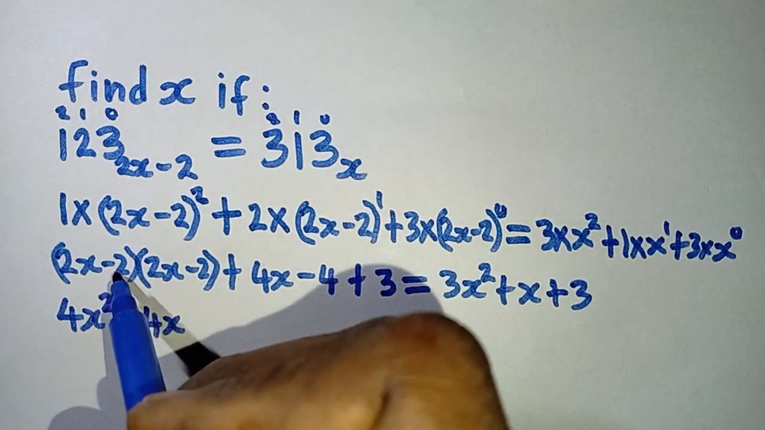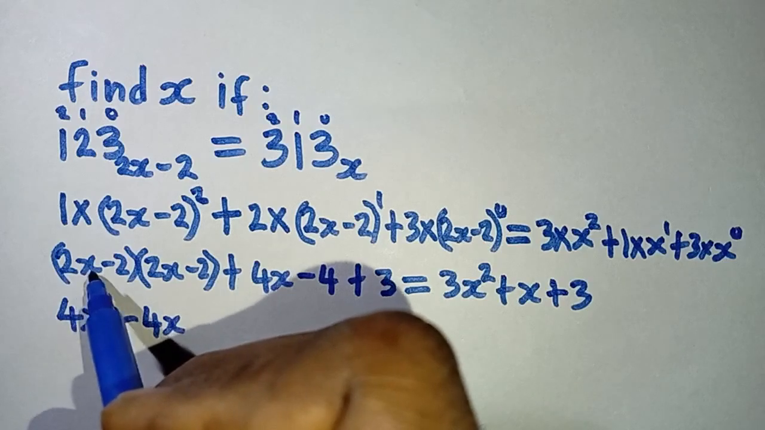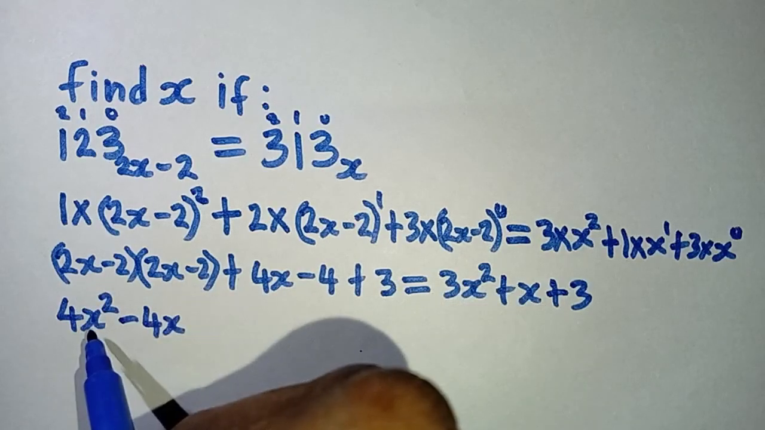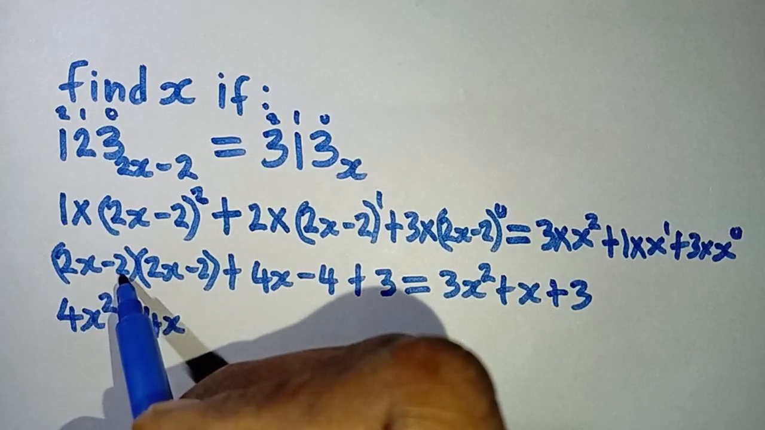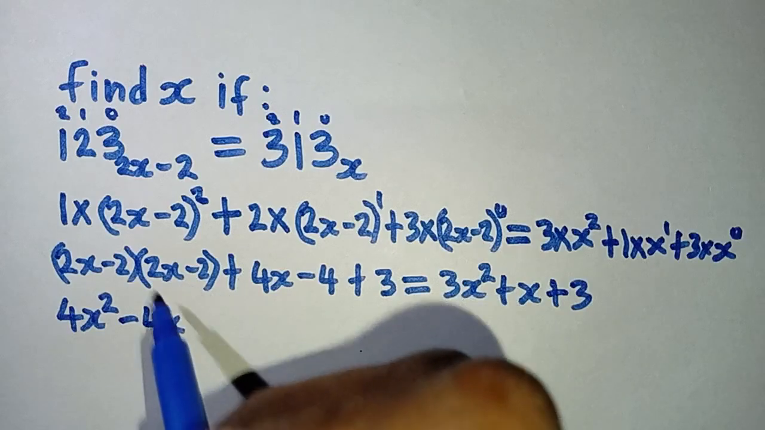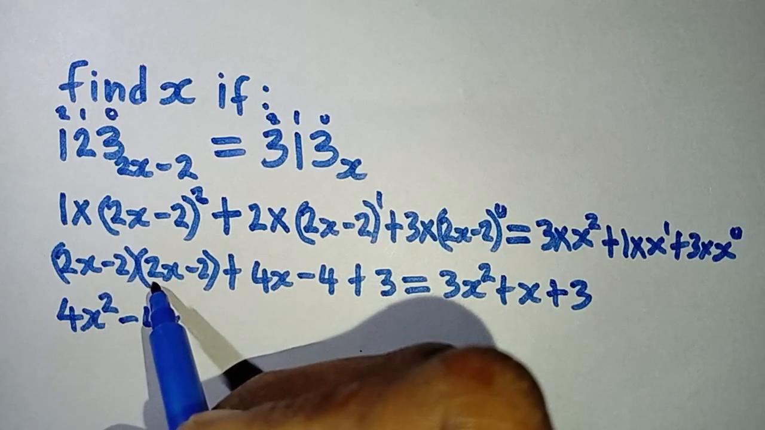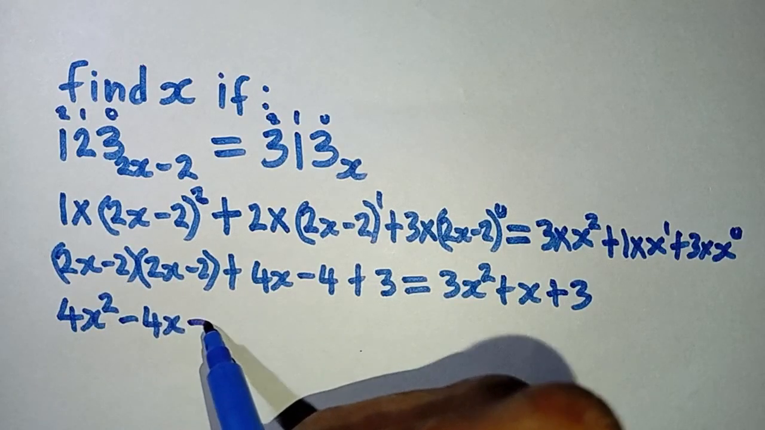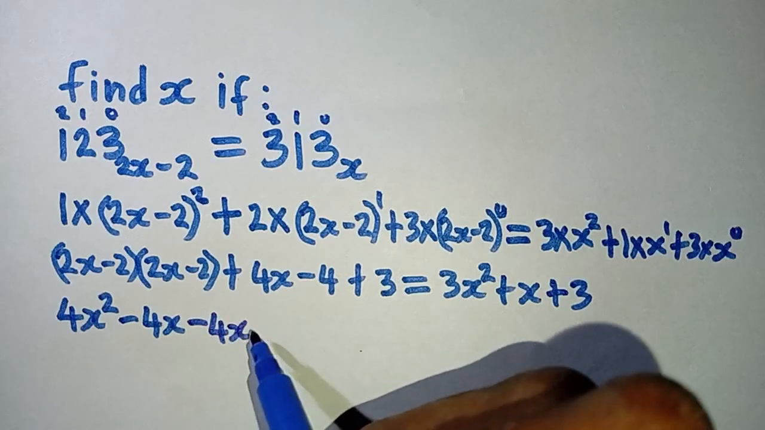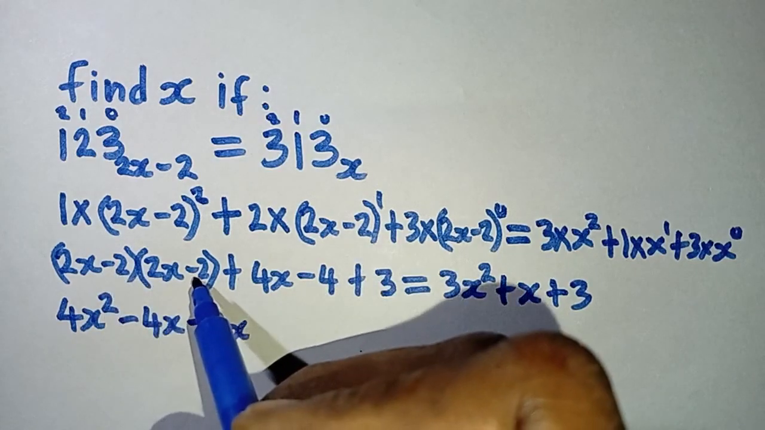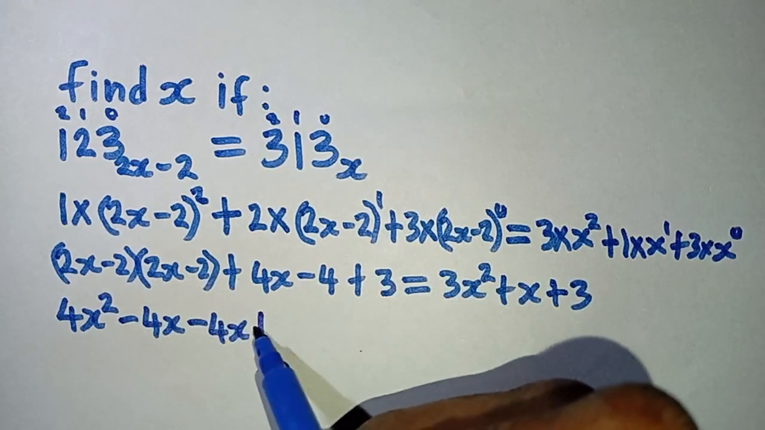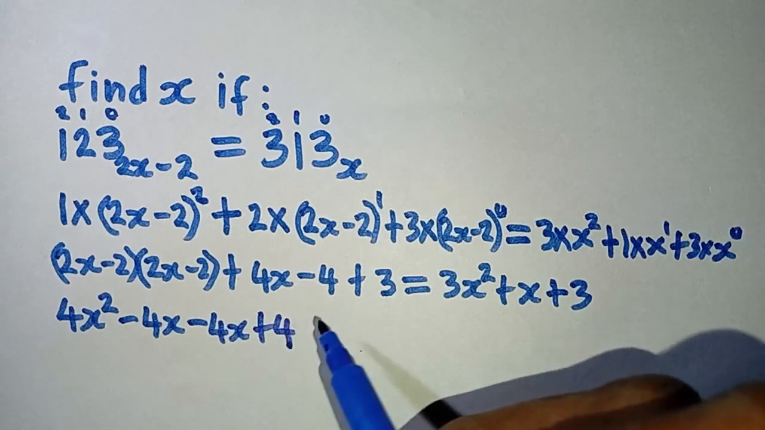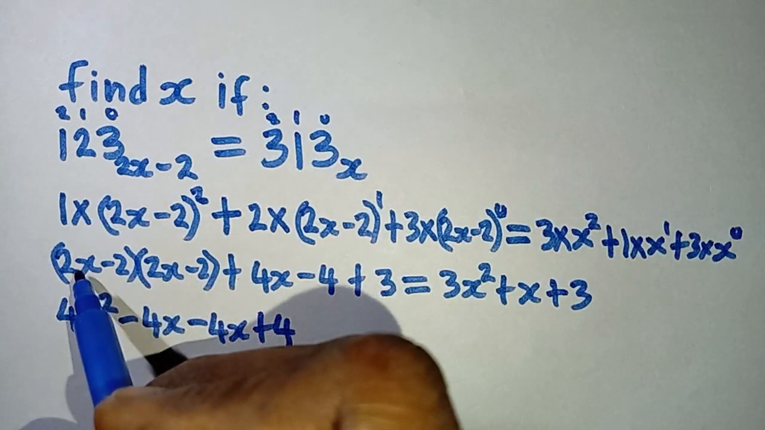Then negative, we have used this 2x to multiply the 2 terms inside this bracket, and we have this. Then I will take the negative 2 to multiply the 2 terms again. So negative 2 multiplied by 2x will give us negative 4x. Then negative 2 multiplied by negative 2 will give us positive 4. So that is the expansion of the bracket.